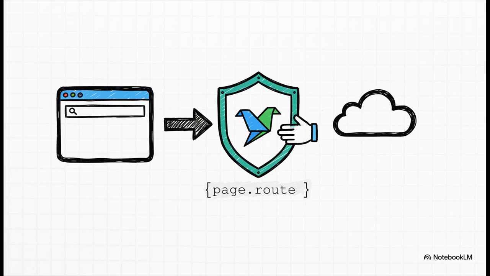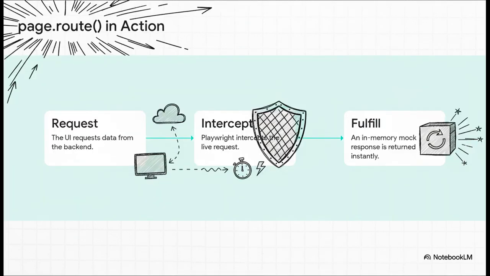And how do we do that? Well, with modern tools, it's actually pretty straightforward. We do it by intercepting network requests. A framework like Playwright has this incredibly powerful function called page.route that lets us catch an API call before it even leaves the browser. So here's how it works in practice.